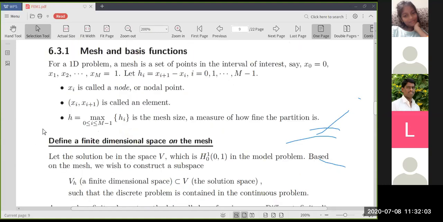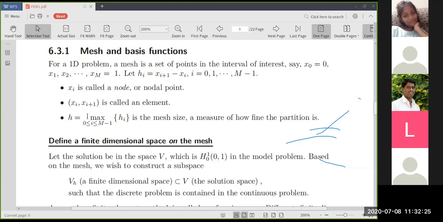Now xi is called a node or nodal point, and this interval we call an element. Okay, xi comma xi plus 1 is called an element. Then h is nothing but the maximum of hi, as i varies from 0 to m minus 1, which is the mesh size. This determines how the partition is.